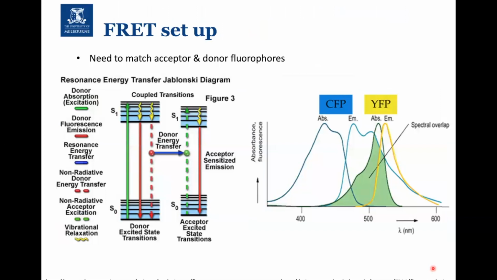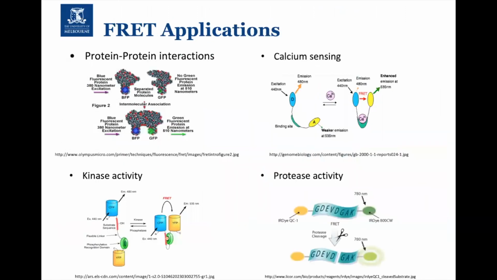In order to set this up, you need to find fluorescent proteins which match or have a really large overlap between the emission of the donor and the excitation spectrum of the acceptor. So as I mentioned, CFP, YFP is a very common pair that's used for FRET experiments.